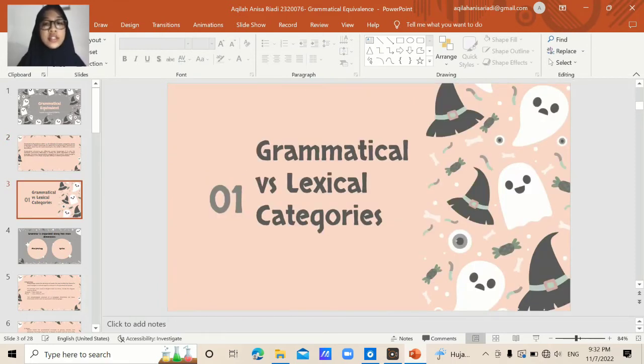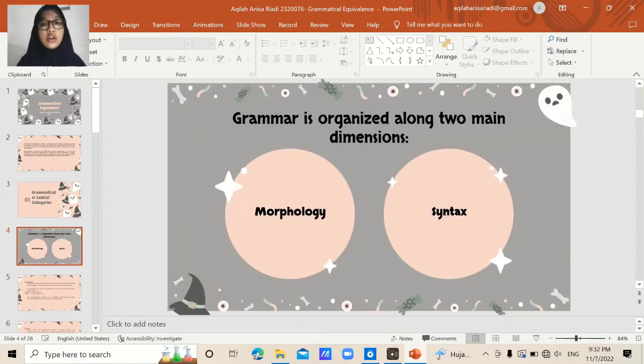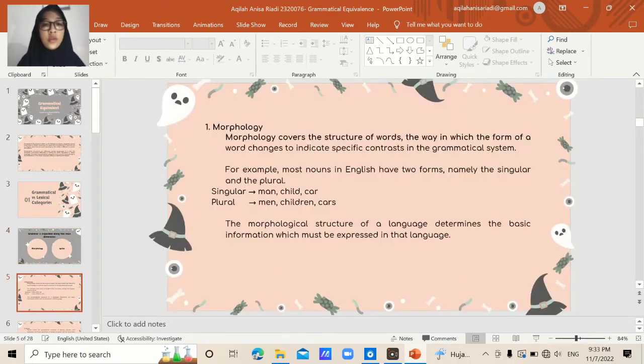First, grammatical versus lexical category. Grammar is organized along two main dimensions, morphology and syntax. Morphology covers the structure of words, the way in which the form of a word changes to indicate specific contrast in the grammatical system. For example, most nouns in English have two forms, namely the singular and the plural. Singular is, for example, man, child, and car. Meanwhile, plural, for example, men, children, and cars. The morphological structure of a language determines the basic information which must be expressed in the language.